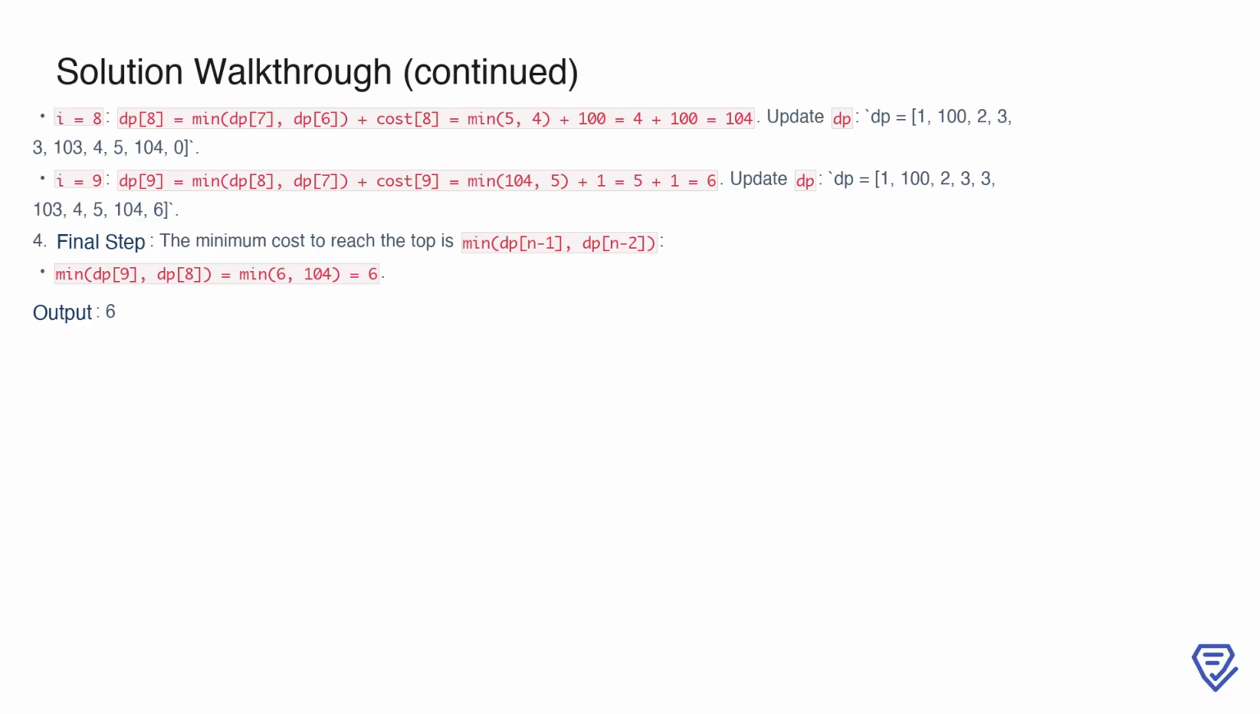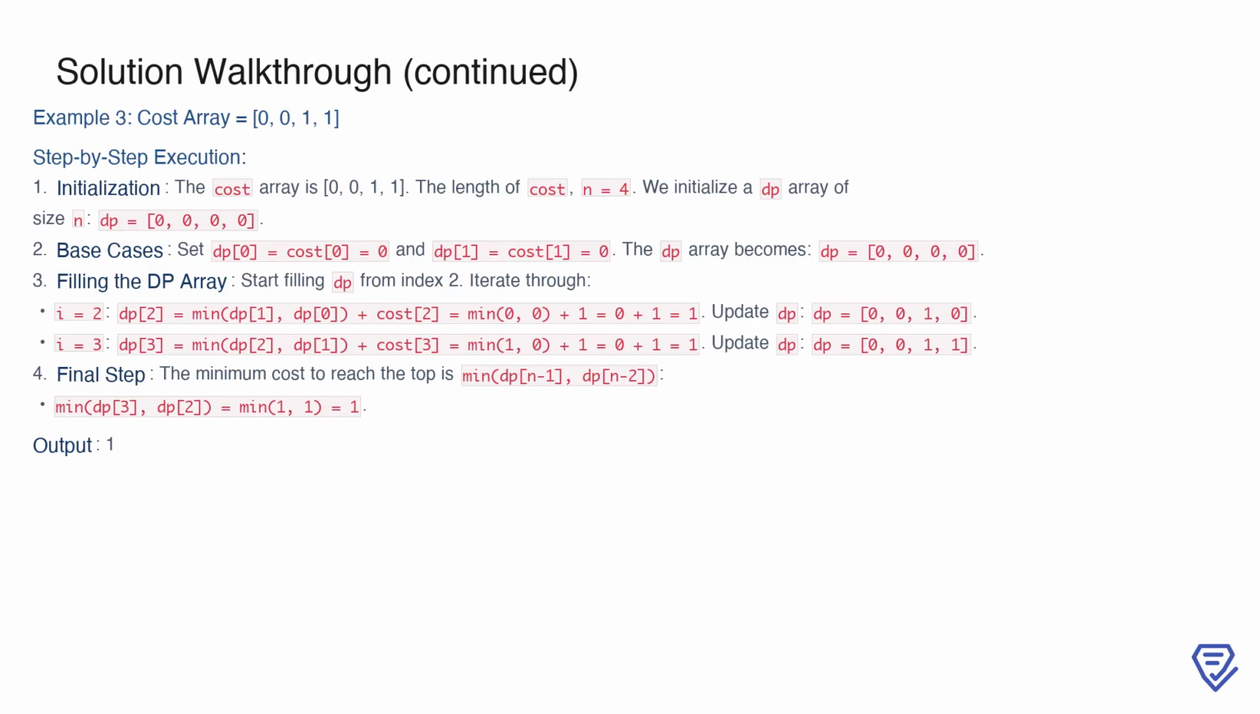At this point, the dp array is fully populated as 1, 100, 2, 3, 3, 103, 4, 5, 104, 6. To determine the minimum cost to reach the top of the staircase, we take the smaller value between the last two entries in the dp array, dp[9] and dp[8]. The minimum of these two values, min(6, 104), is 6. Thus, the output for this example is 6.